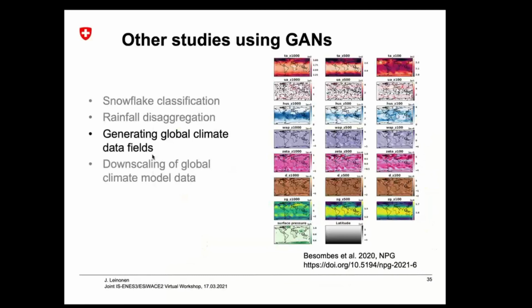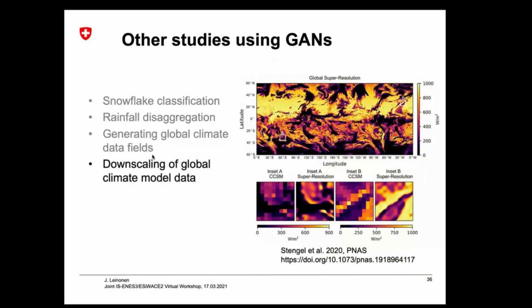Here is an example from one study that was generating multiple global climate data fields. And then there's another downscaling study here, which was looking at global climate model data. So they were taking this coarse resolution output from the global climate model and then trying to generate these higher resolution images using the super resolution technique.